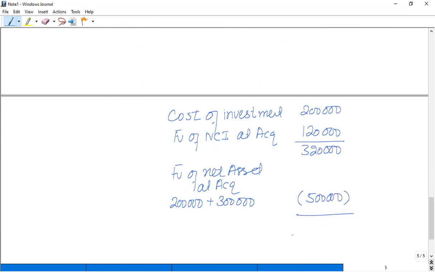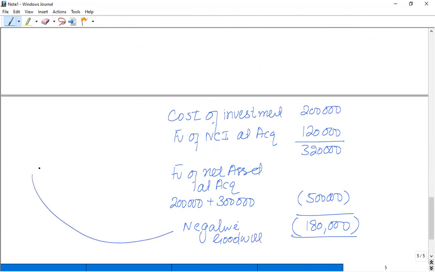Now the price paid is less than the net assets acquired, so the difference, that is 1,80,000, is negative goodwill. And what is the accounting treatment? This negative goodwill is to be treated as income and reported in profit and loss account or retained earning in the consolidated income statement or in the consolidated statement of financial position.